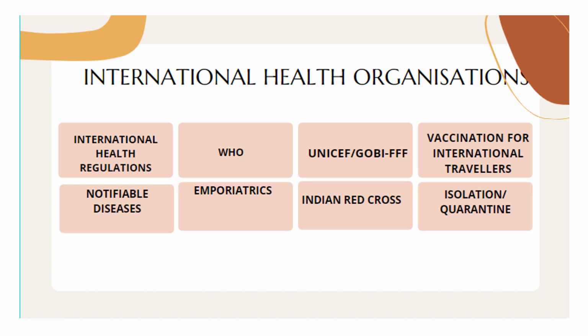Now coming to international health organizations. The International Health Regulations are one of the very important ones that you should go through. Of the different organizations, I've just jotted down a few for you to focus on. That is the World Health Organization, UNICEF. And in the context of UNICEF, you should know the GOBI FFF and the Indian Red Cross. Besides this, you should be aware of the vaccinations needed for international travelers, what the notifiable diseases are, what emporiatrics is, and of course in this COVID pandemic, everyone is aware but still need to go through isolation and the difference between isolation and quarantine.